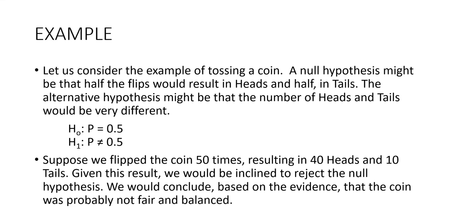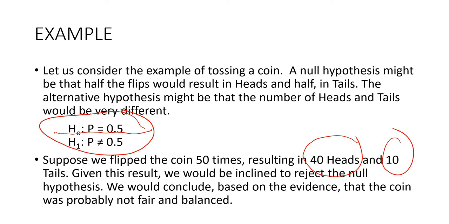This example will give you more clarity on the null hypothesis and alternative hypothesis. Let us consider the example of tossing a coin. A null hypothesis might be that half the flips would result in heads and half in tails. The alternative hypothesis might be that the number of heads and tails would be very different. Mathematically, if probability is 0.5, that is the null hypothesis, and if it is not equal to 0.5, that is the alternative hypothesis. Suppose we flipped the coin 50 times, resulting in 40 heads and 10 tails. Given the result, we would be inclined to reject the null hypothesis. Based on this experimental fact, we reject the null hypothesis. Then we would conclude, based on the evidence, that the coin was probably not fair and balanced. That's the conclusion we can make.